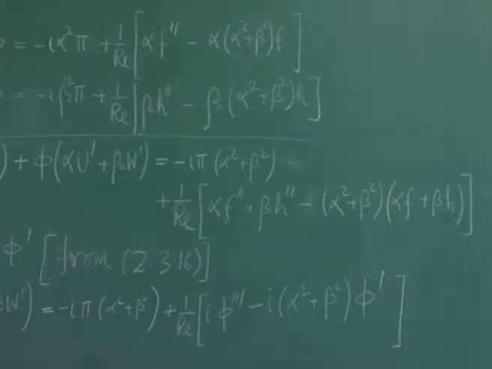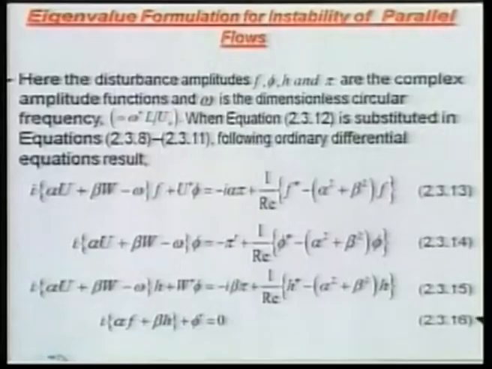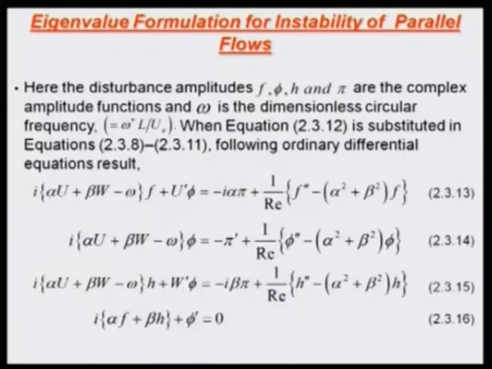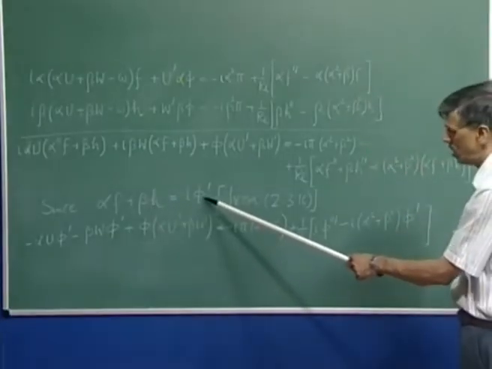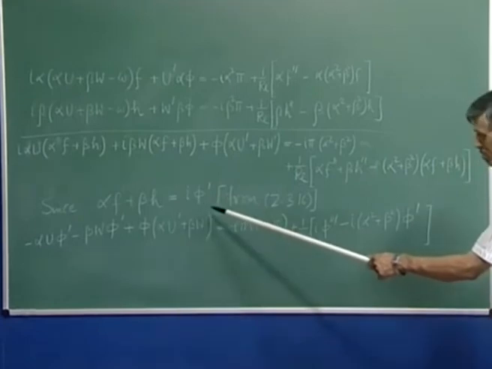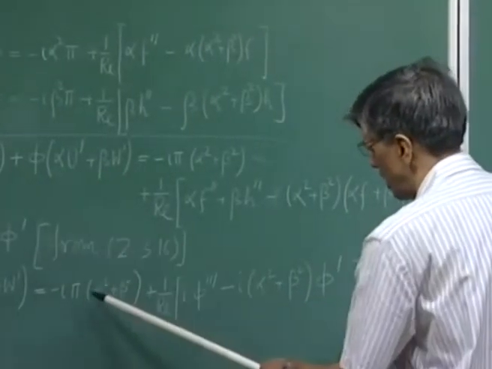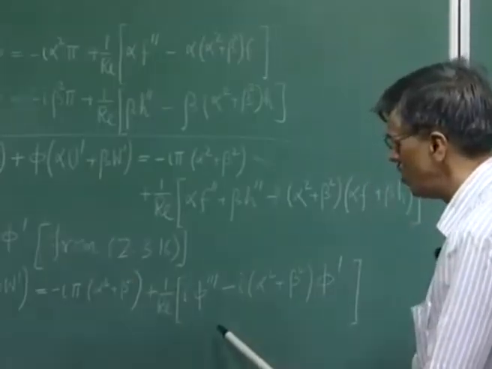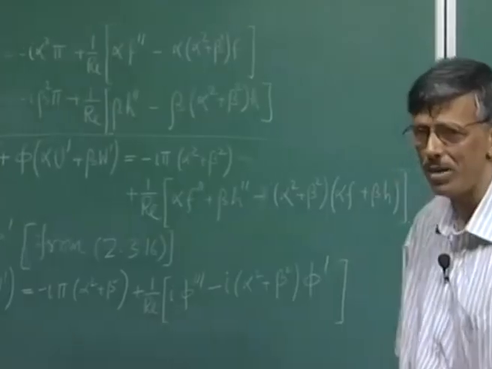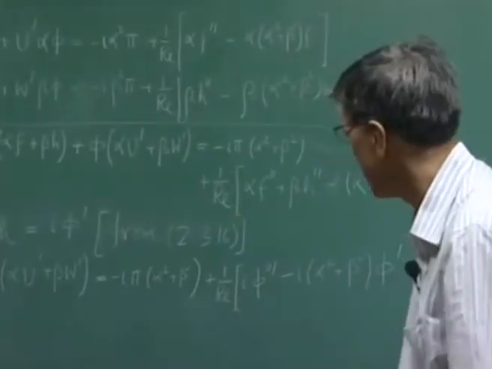Now, if you look at equation 16 here, equation 16 tells you what alpha f plus beta h is going to be. Alpha f plus beta h could be written as i phi prime. So, you can substitute this in this equation and you get this. Okay. So, what have we achieved here? We have achieved elimination of f and h, right. We have eliminated f and h.